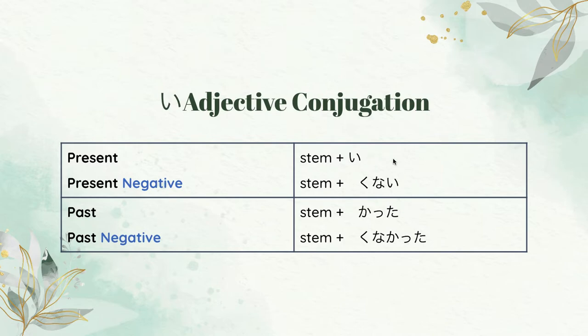If you wanted to transform the present tense into past tense, you would do something plus katta. If you wanted to transform the past into past negative, it will be something plus kunakatta.